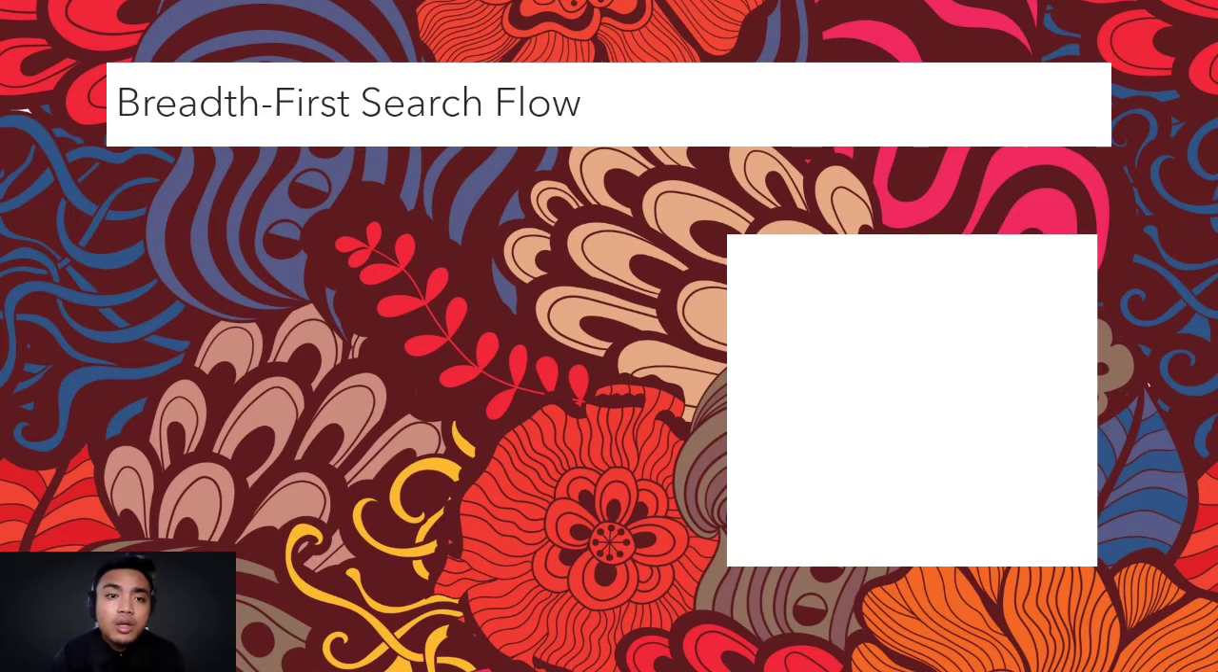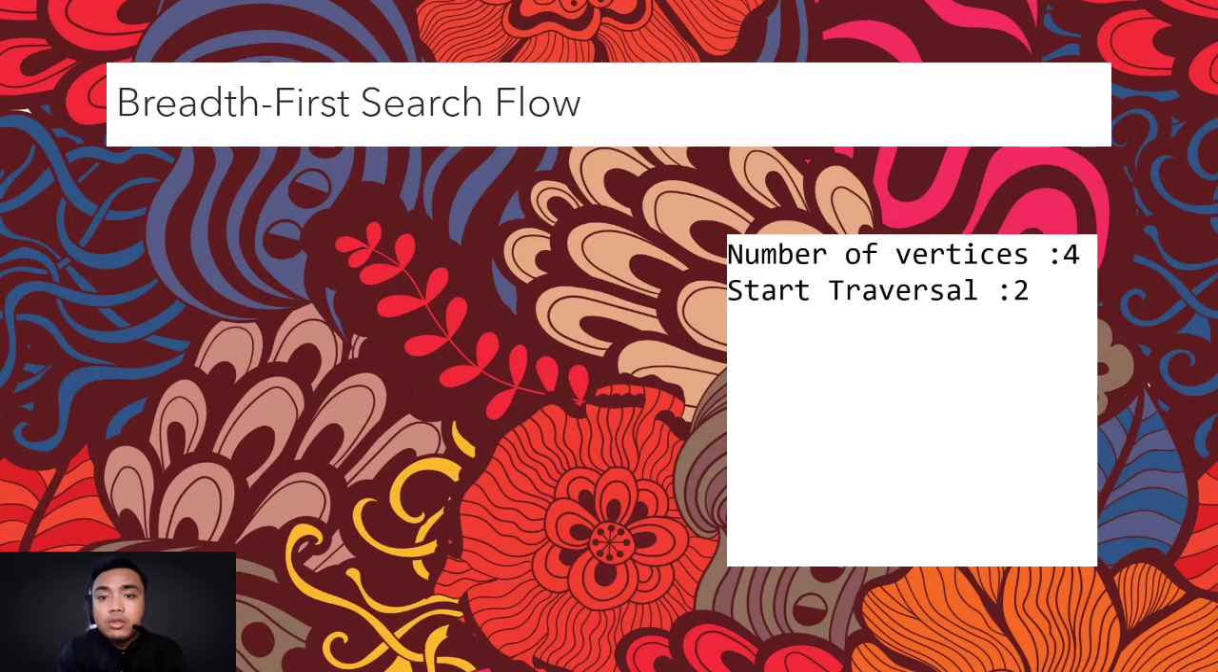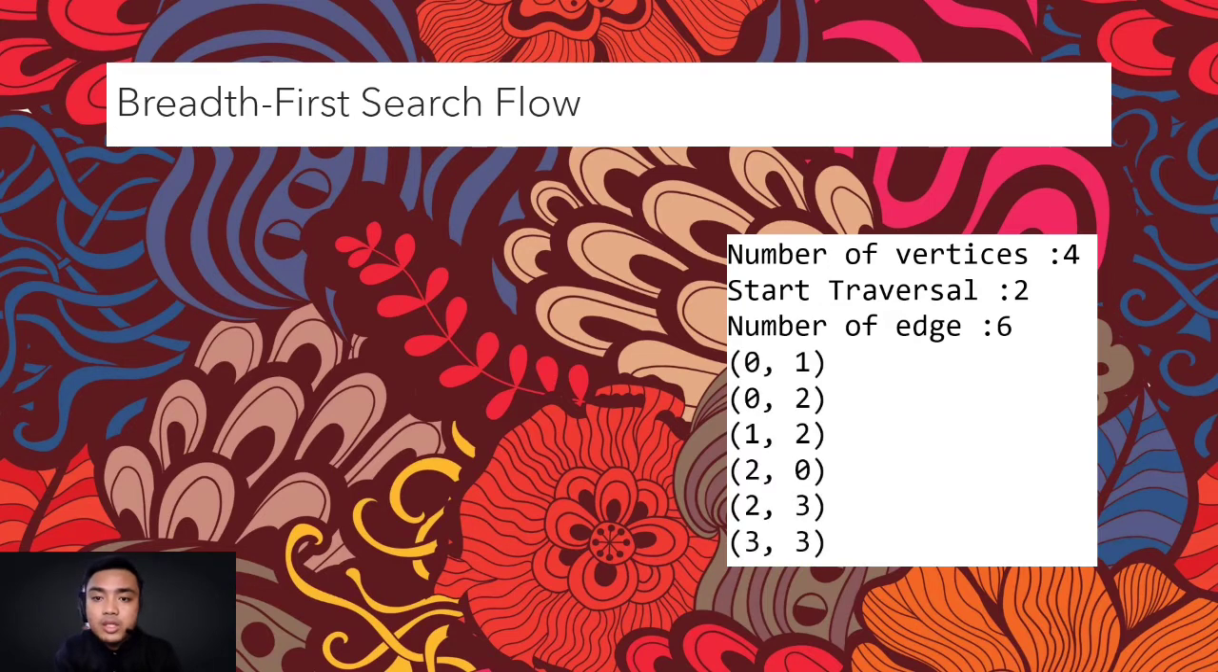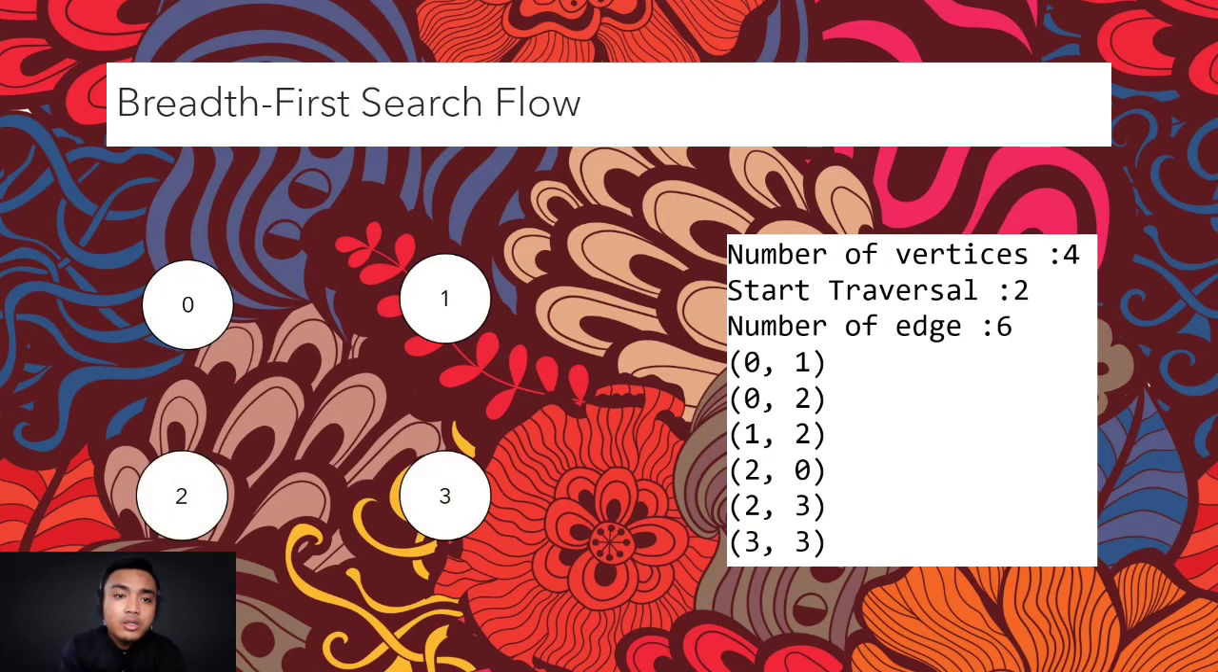So this is the BFS flow. We come up with the user input, which is the number of vertices, 4, and the start traversal, 2, so the algorithm will start with vertex 2. Then the number of edges, which is 6 edges: 0 1, 0 2, 1 2, 2 0, 2 3, and 3 3. So these are the vertices 0, 1, 2, 3, and this is the flow of the algorithm with 6 edges.